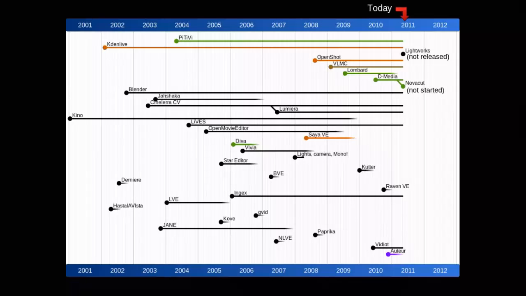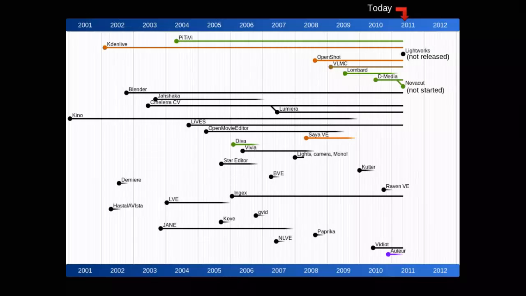Recently I've done some research and came up with a timeline of all the open source video editors I could find. I'm pretty sure you've never heard of 90% of those apps in the timeline. That's because they failed. Anyway, look at all those independent lines. They're all reinventing the wheel, and even the enduring ones, the ones that survived the natural selection, they all pull in different directions.